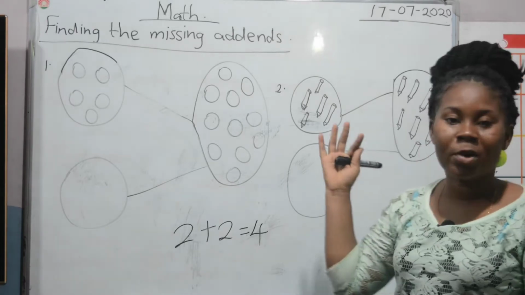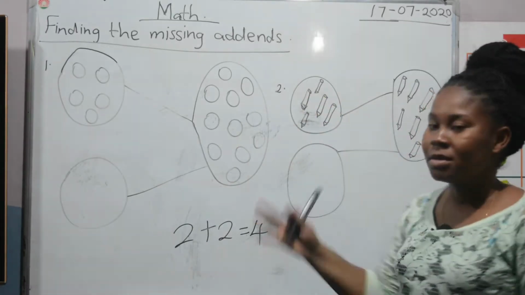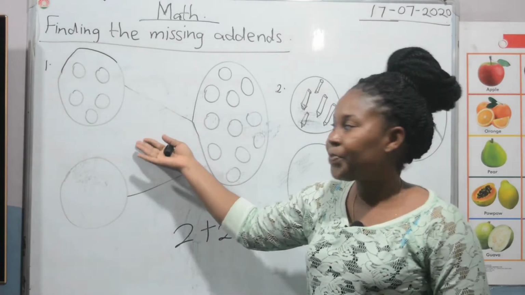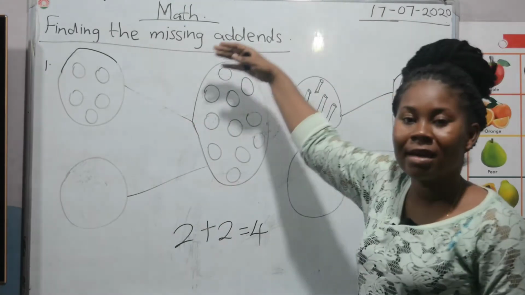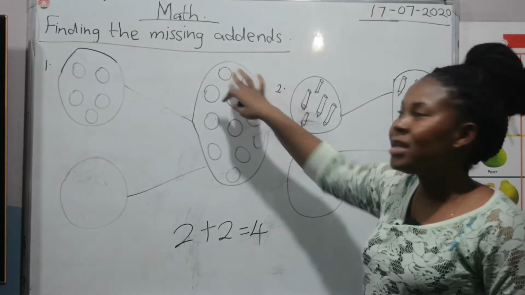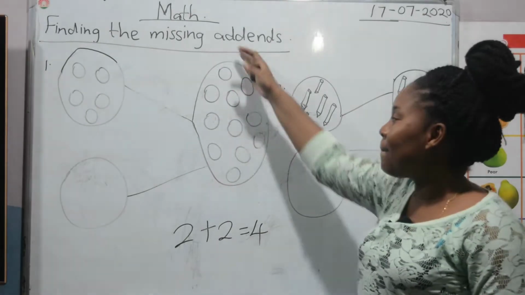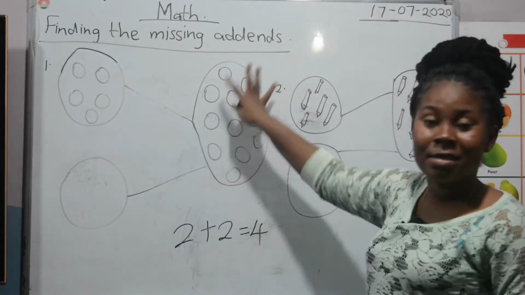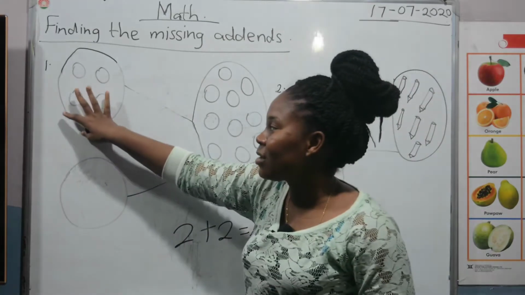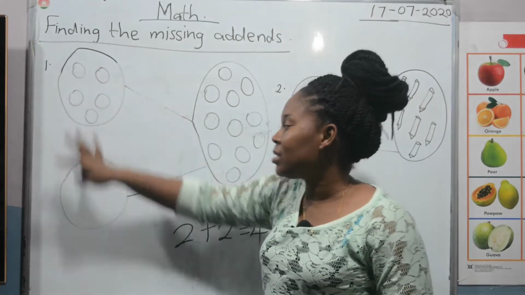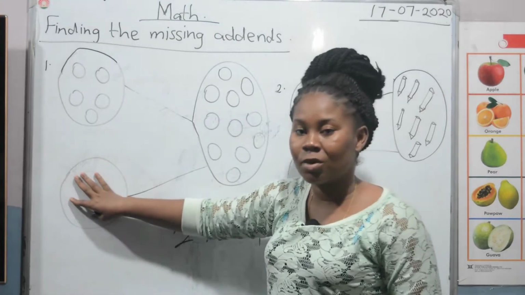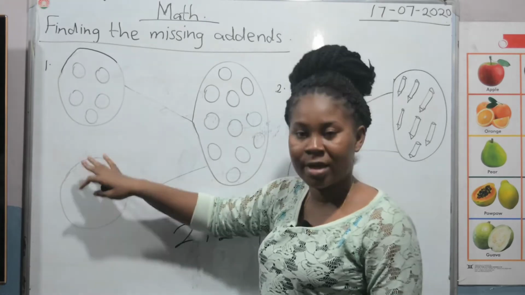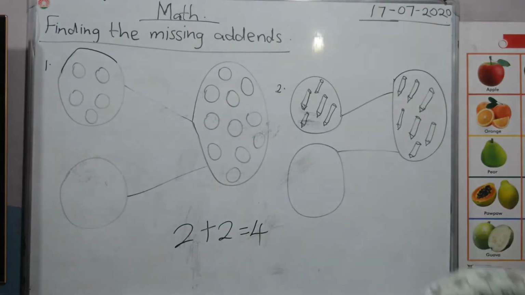So you can see on the board that we have two diagrams. In the first diagram, we have a bigger circle which contains, let's say these ones are oranges, plenty of oranges, and then another circle here which contains more oranges, and this one is an empty circle. We don't have anything here, so we are coming to find out what we will put here to make the diagram complete.